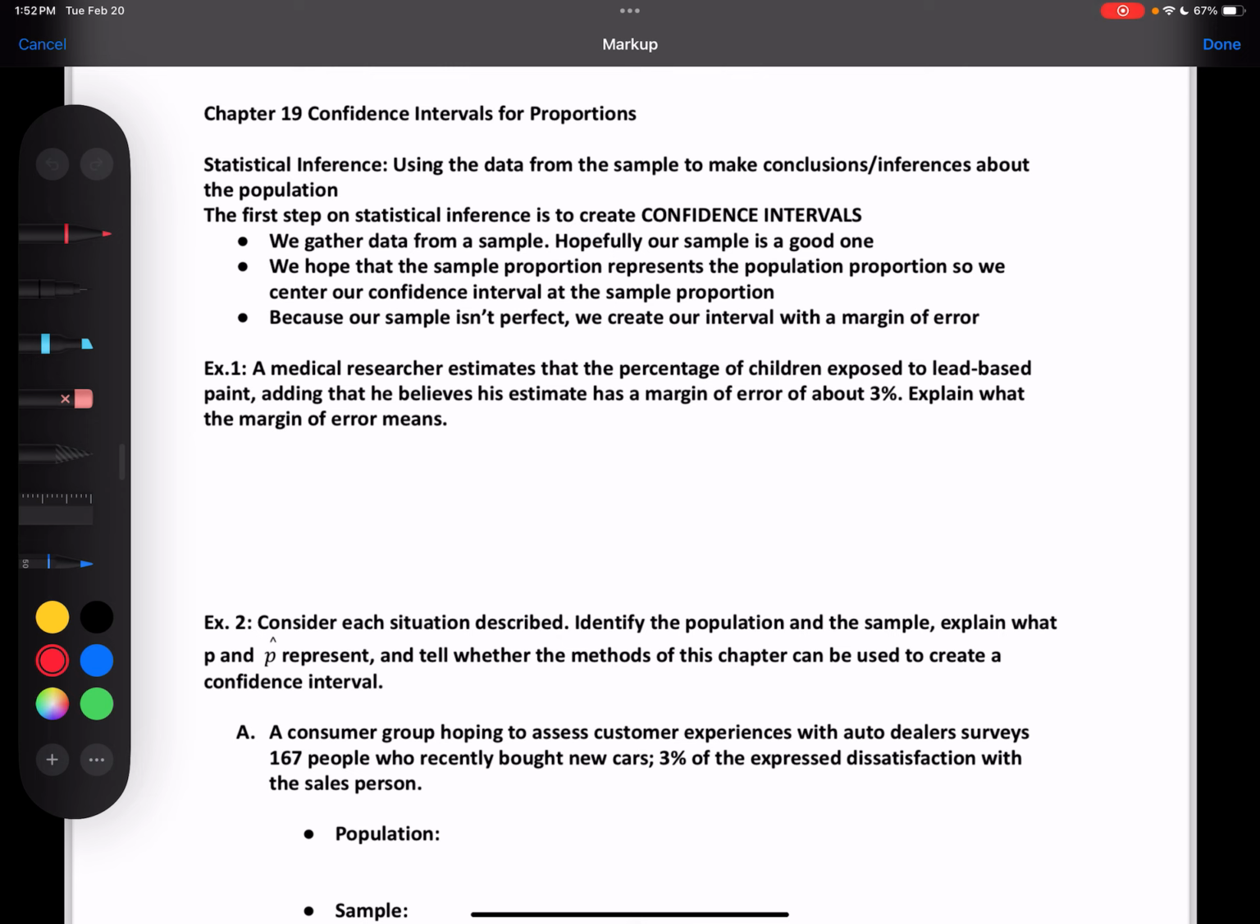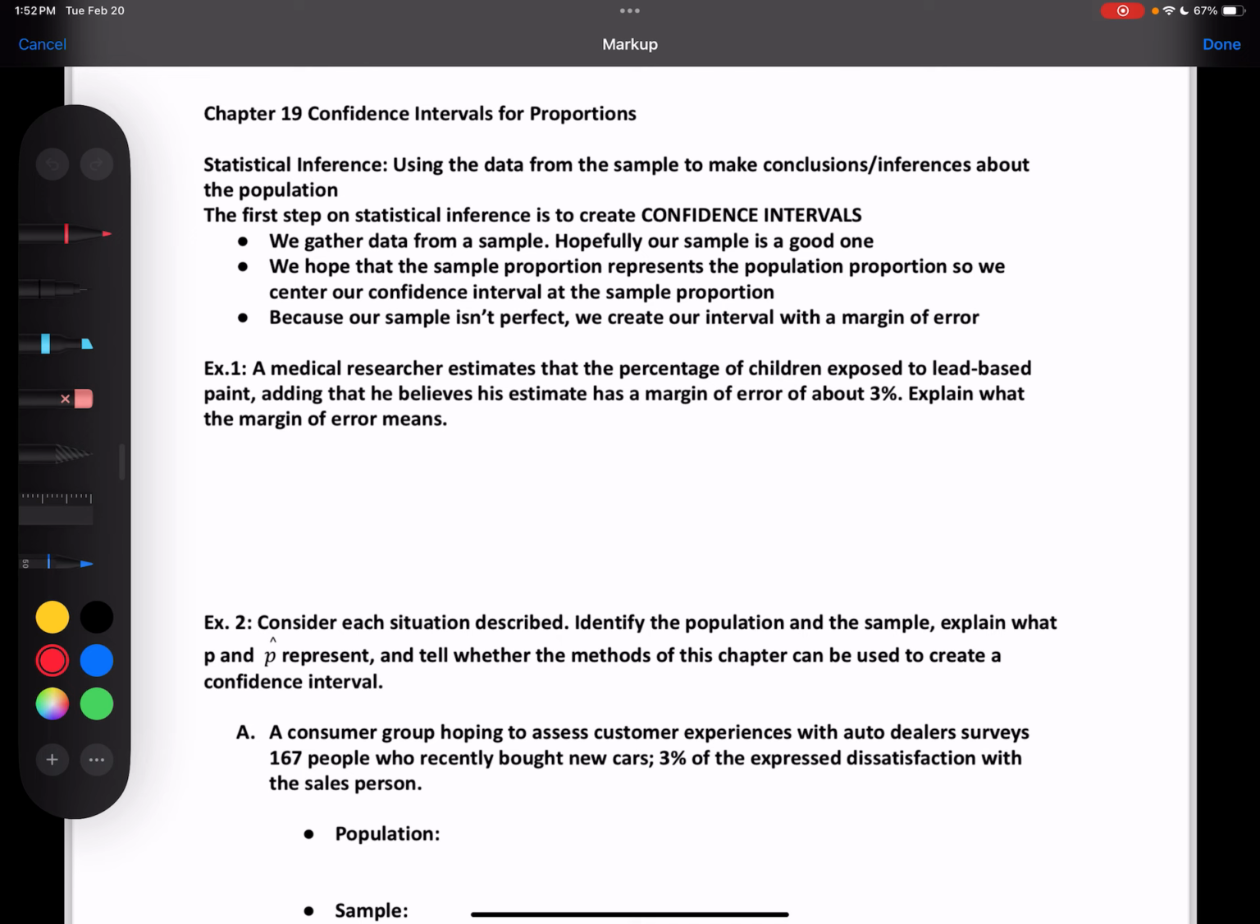So our first step is to create a confidence interval. We gather the data from a sample. Hopefully our sample is a good one. We hope the sample proportion represents the population proportion, so we center our confidence interval at the same proportion. Because our sample isn't perfect, we create our interval with a margin of error.